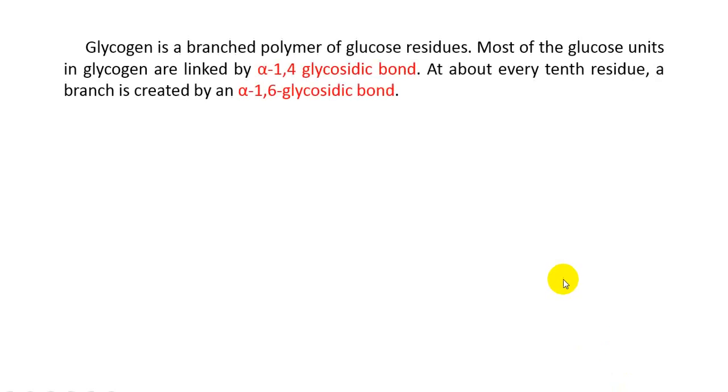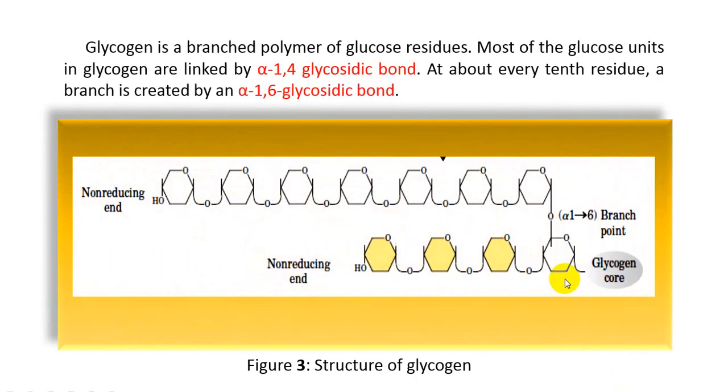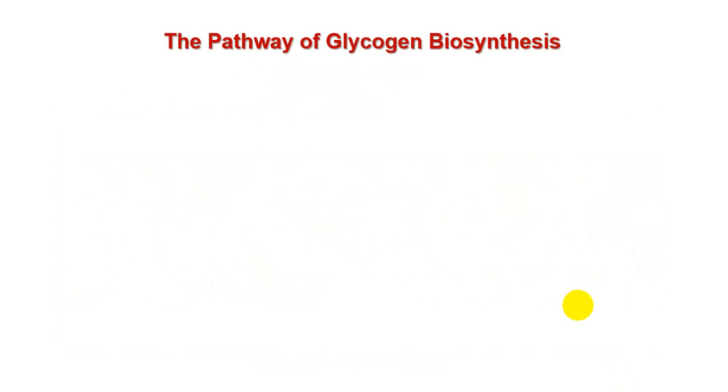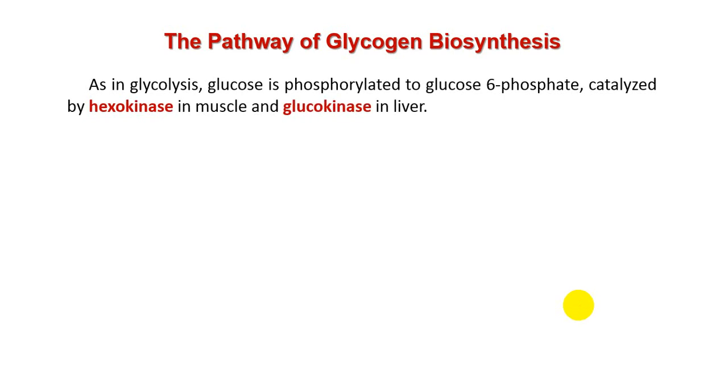This is the structure. We need to form two types of bonds, 1,4 and 1,6. The pathway of glycogen biosynthesis, or glycogenesis. We explained this point as in glycolysis.